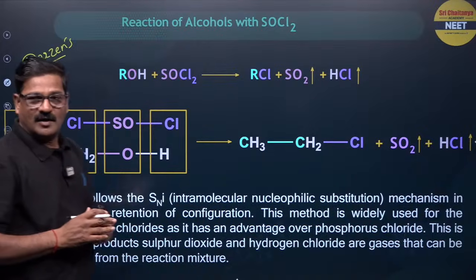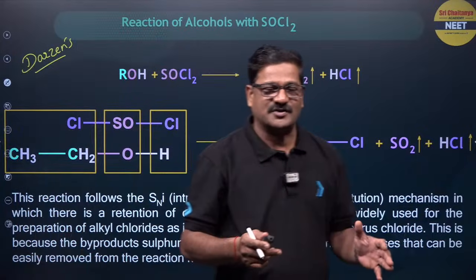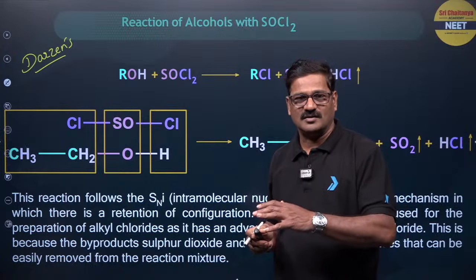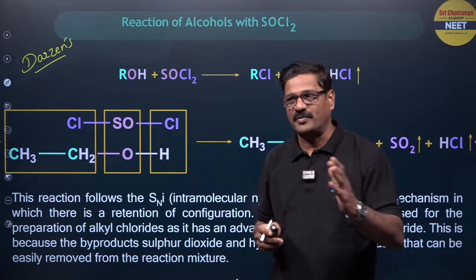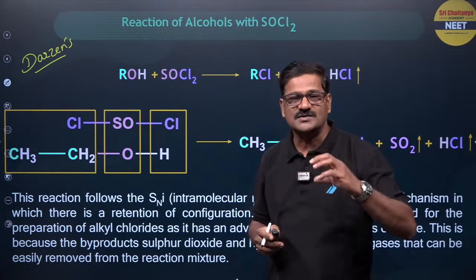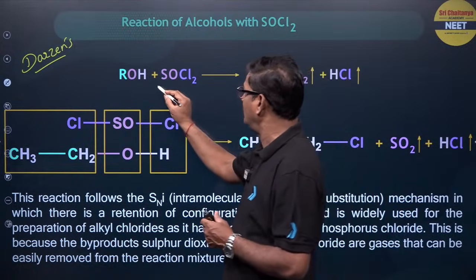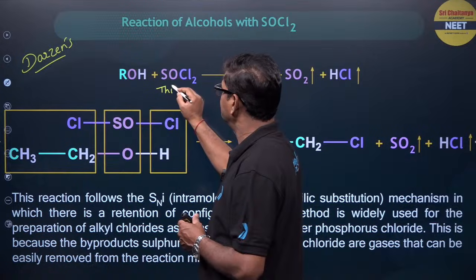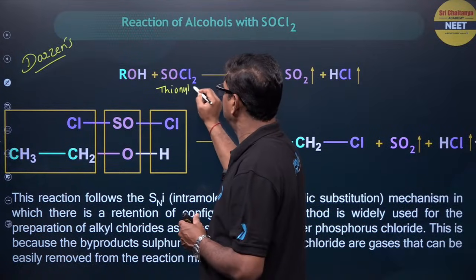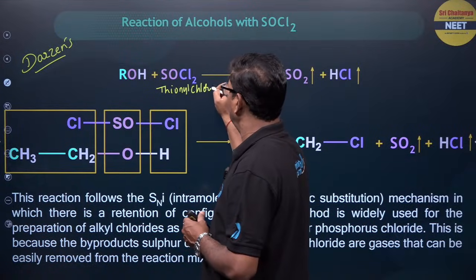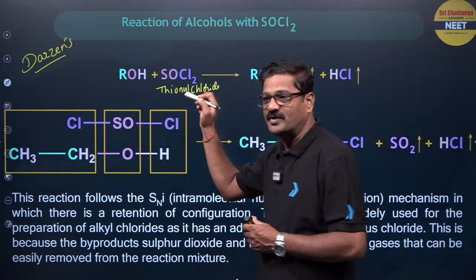And among all these reactions, for preparing an alkyl chloride from alcohol, we use SOCl2, thionyl chloride. What is this? It is called thionyl chloride. This thionyl chloride method is the best preferred method.